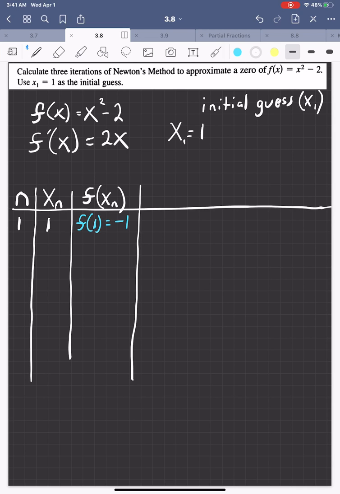All right, now, then you're going to take your x sub n and plug it into your derivative function. So since our x sub n is our initial guess, that's 1, we're going to plug that 1 into our derivative. So 2 times 1 is 2. So f prime of 1 is 2.